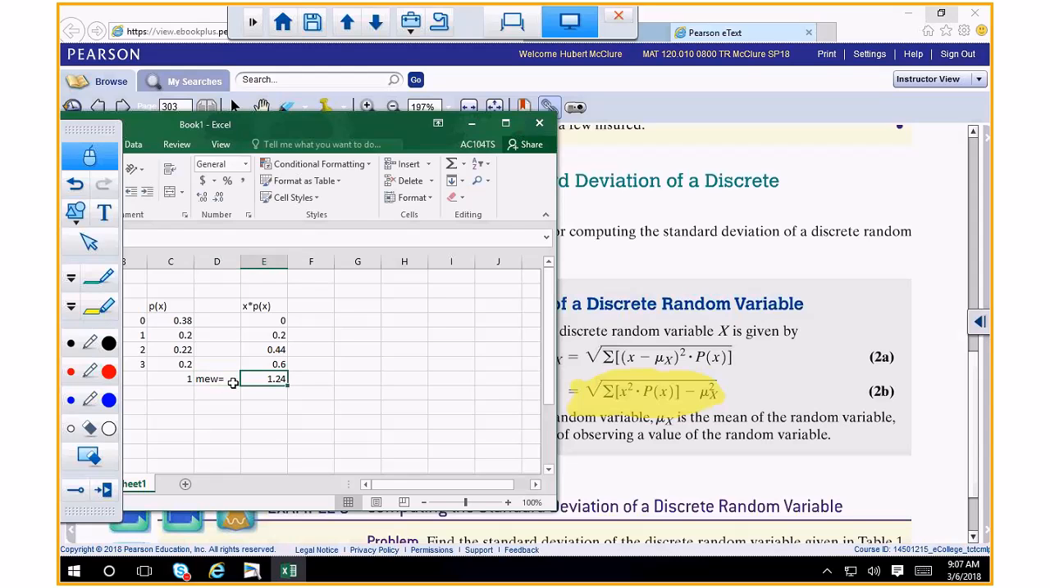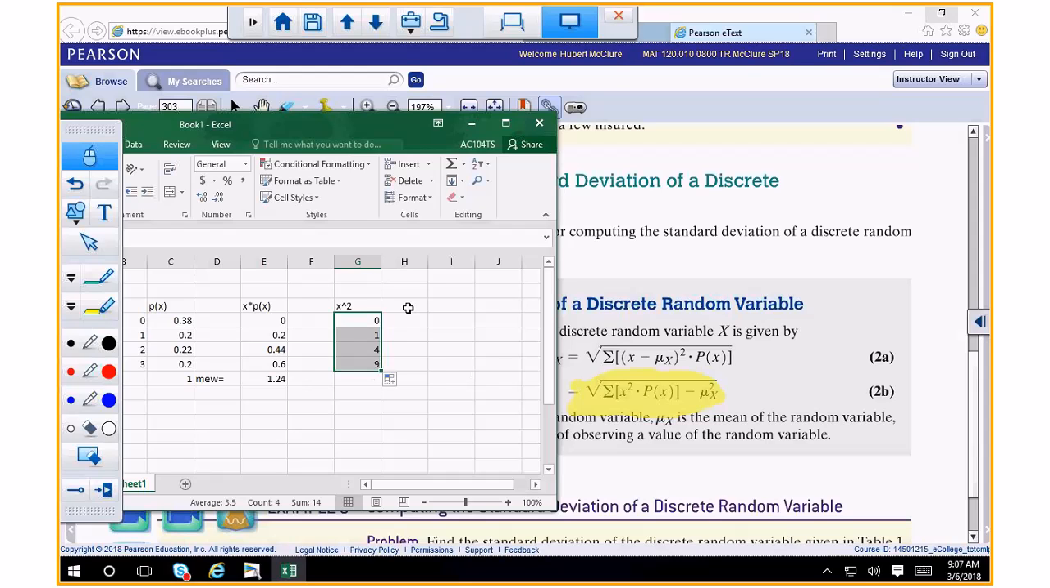All right? So we got mu. So what else do we need? We got P of X. P of X is right there. But what does this say? So we got to make a new column and call it what? X squared. And it's real easy. Just take 0 and square it. Okay, it's not rocket science, people. And then copy that down.